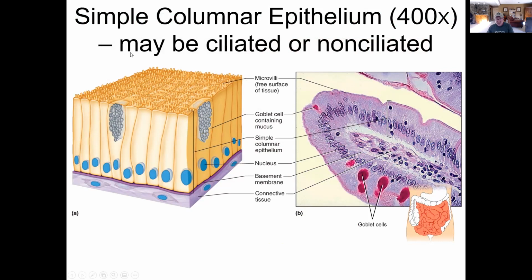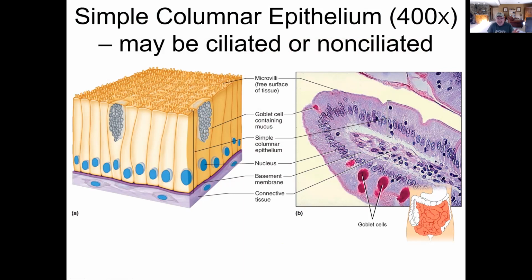Now, I also note here it says may be ciliated or non-ciliated. These are non-ciliated simple columnar cells. These are microvilli at the tips, at the apical surfaces. There are some simple columnar cells, as you find in the fallopian tubes or oviducts, that are ciliated. The function of the cilia there, you may know, is to help propel the egg from the ovary toward the uterus. So that's the only other place you find ciliated simple columnar, in the fallopian tubes.